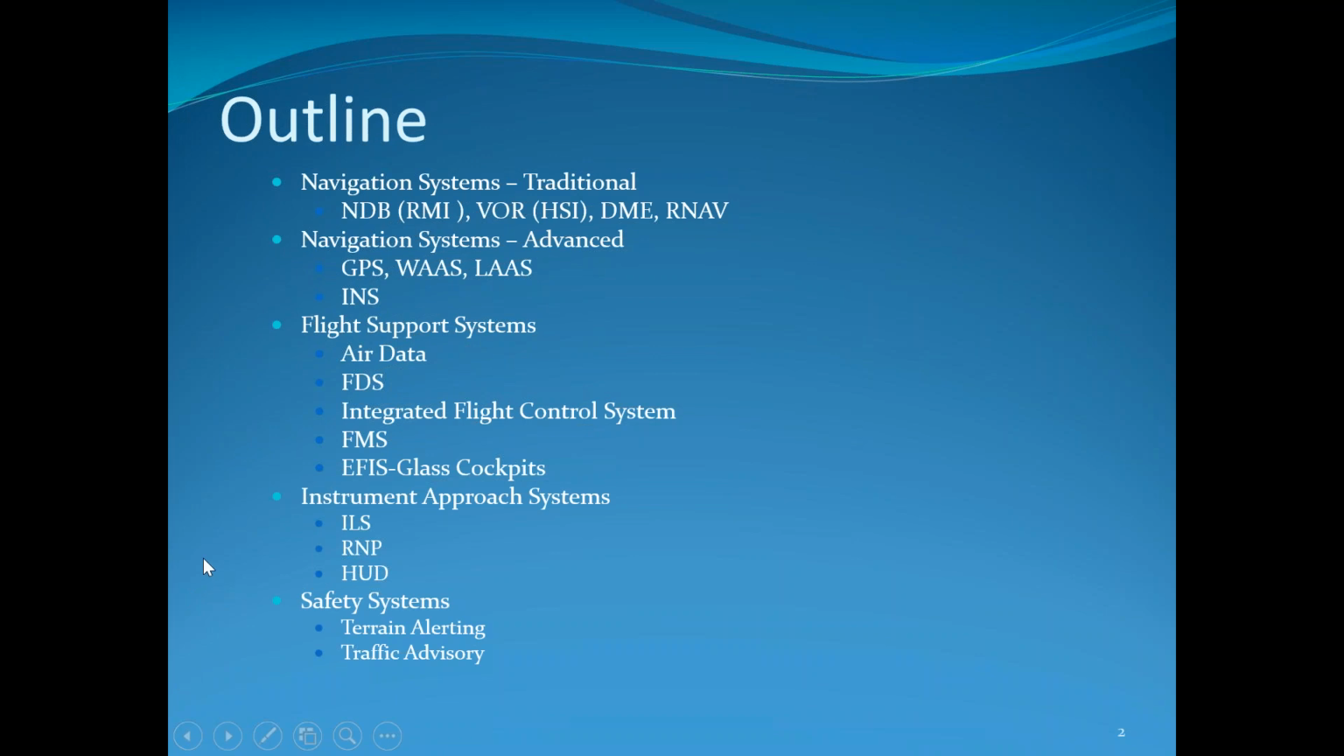So navigation systems. We talked a little bit about NDB last time we were in class. Does anybody remember what an NDB does? Non-directional beacon. Basically uses radio frequency. We're going to look at NDBs, VORs, DME, RNAV, GPS. We're going to look at some of the other systems that are in the airplane that we use as well, and then we're going to jump into instrument approach systems as well.